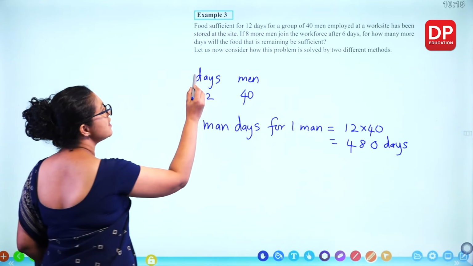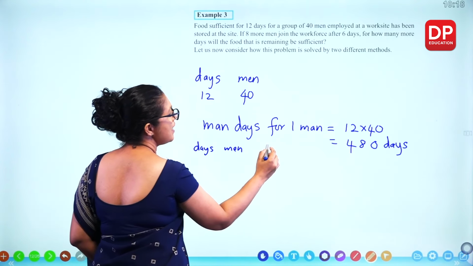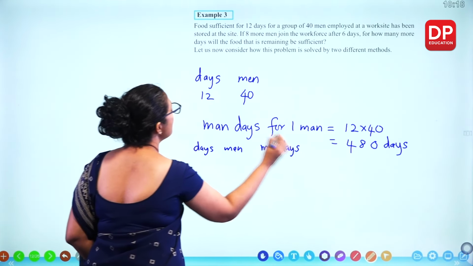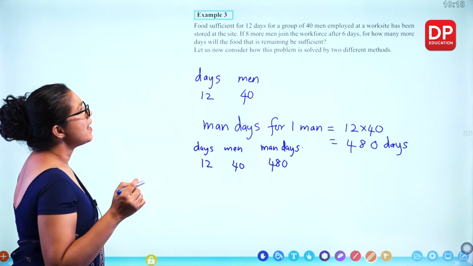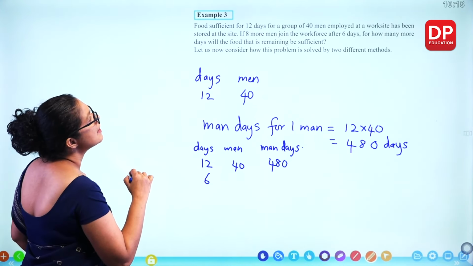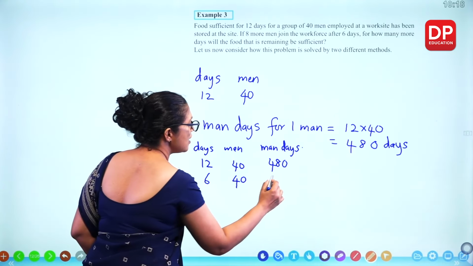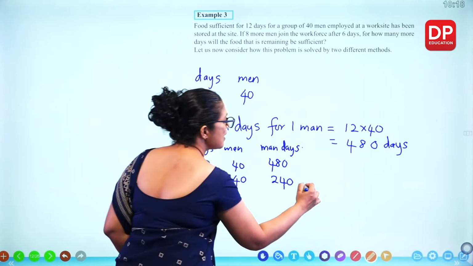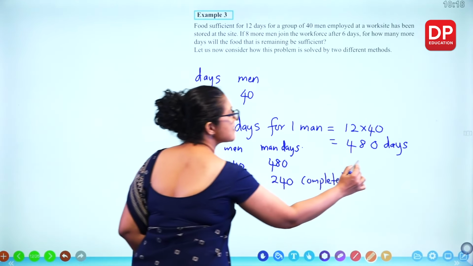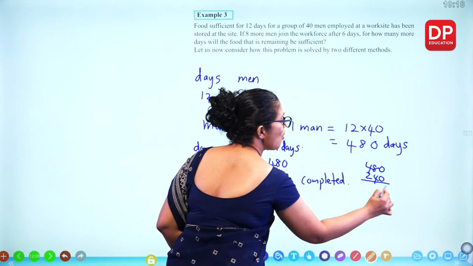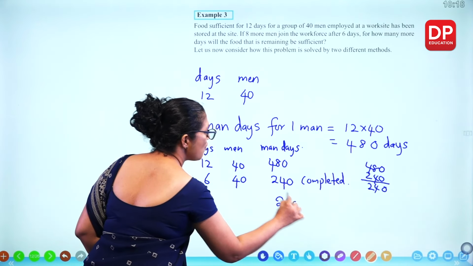So now we know days, men and man days. Here I'll write days, men and man days. We know that this is 12, this is 40, and altogether 480 days. But 6 days were completed with 40 men. So how many man days completed? 6 times 40, you get 240 days already completed. So what is the remaining part? The remaining part is 480 subtract 240. So you get another 240 days remaining.